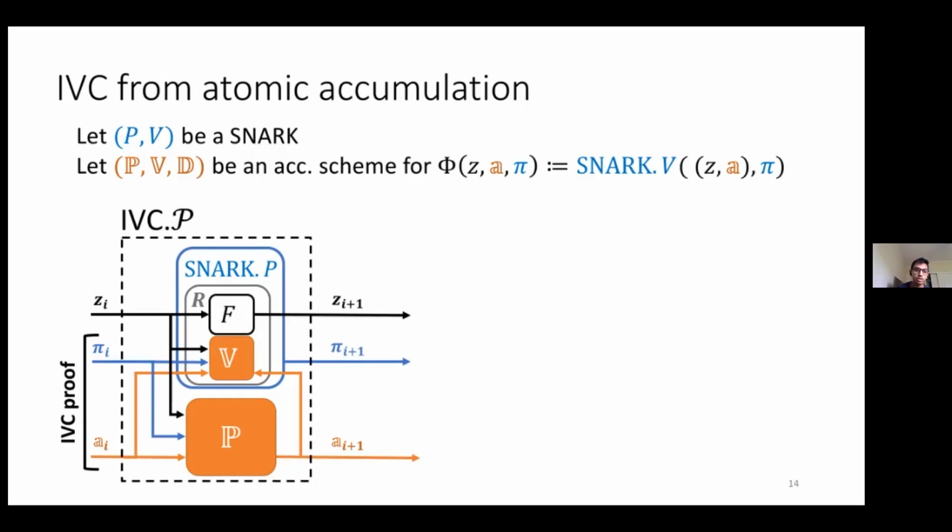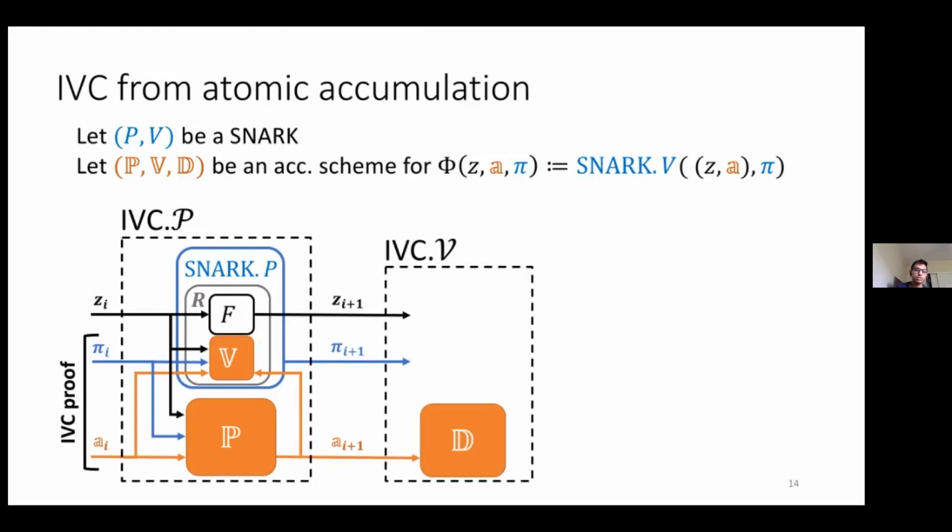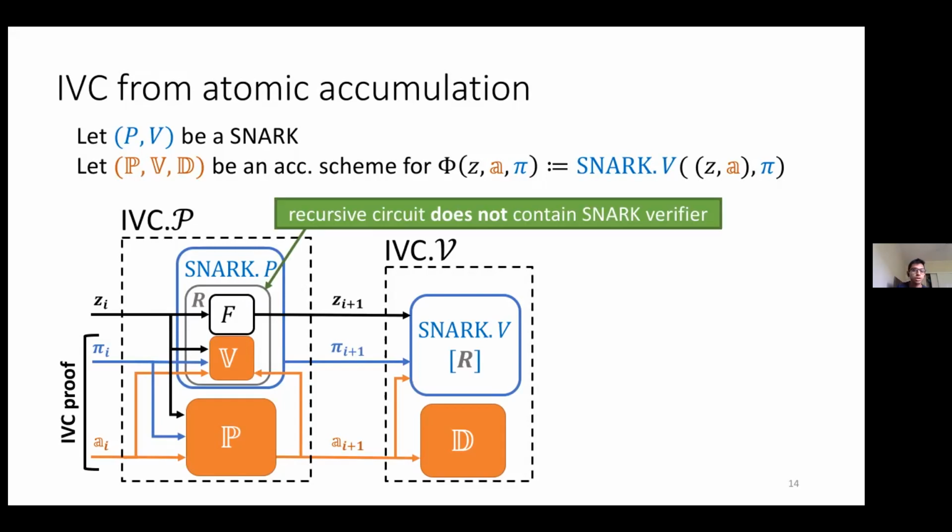The key thing to note here is that there is no SNARK verifier inside the recursive circuit, only the accumulation verifier. So what we've changed is that instead of needing the SNARK verifier to be sublinear, we need the accumulation verifier to be sublinear. Okay, so that's the IVC prover. The IVC verifier basically invokes the decider on the final accumulator, and the SNARK verifier for the recursive circuit. As I said, the recursive circuit no longer contains a SNARK verifier, which allows us to get rid of the succinctness requirement for the SNARK.